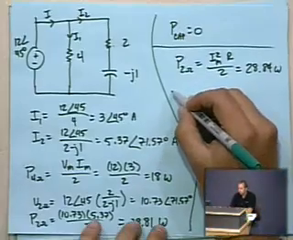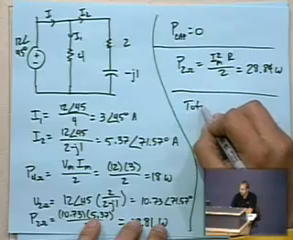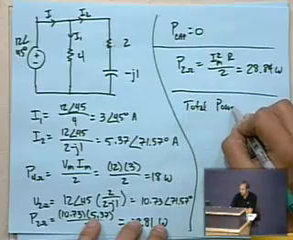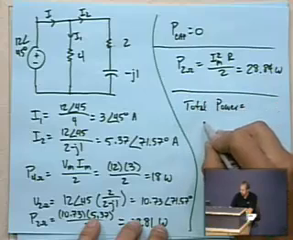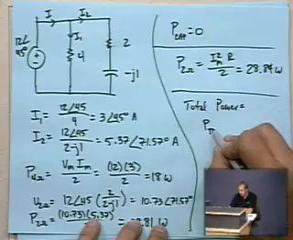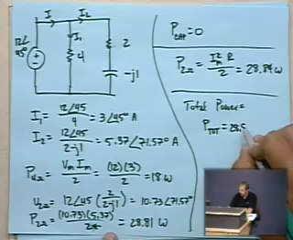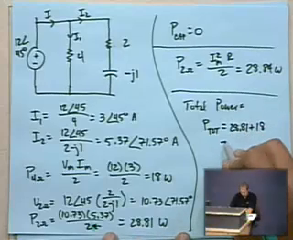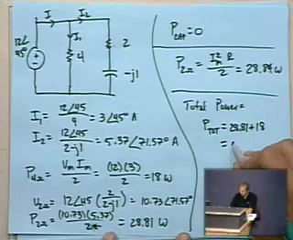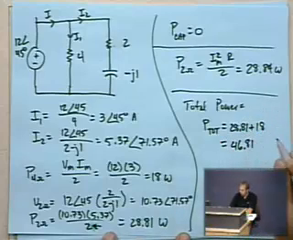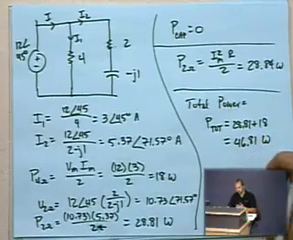So the total power being generated, the average total power, is the 28.81 plus the 18, which is 46.81 watts.